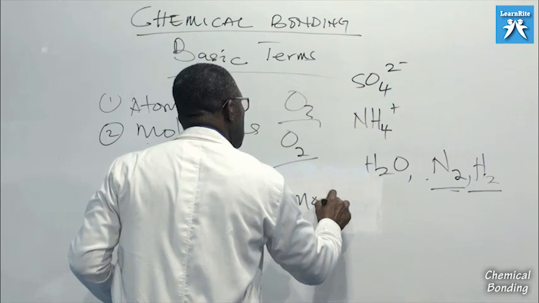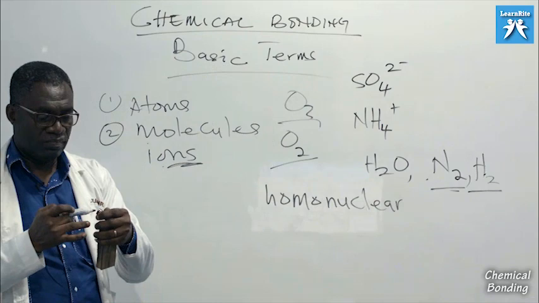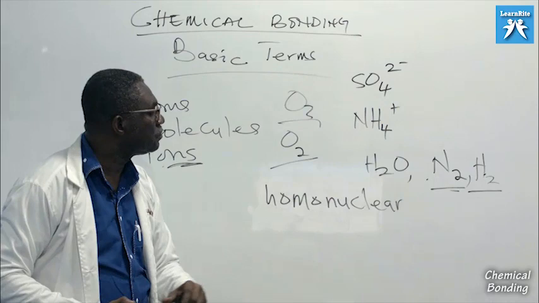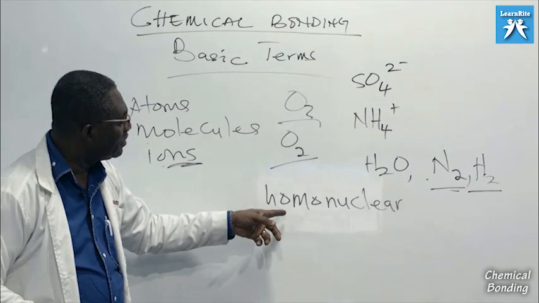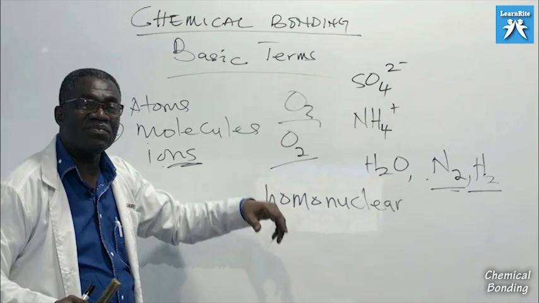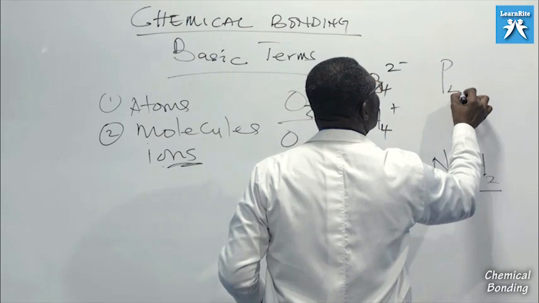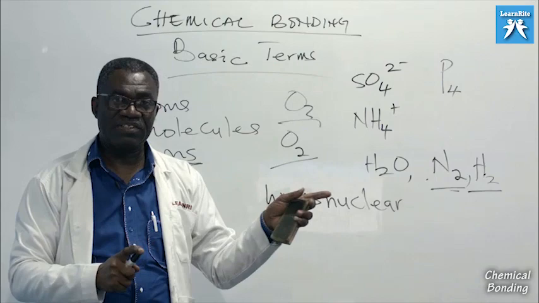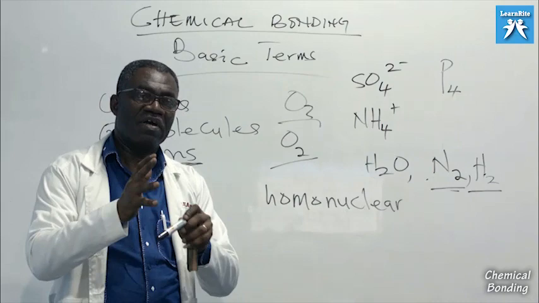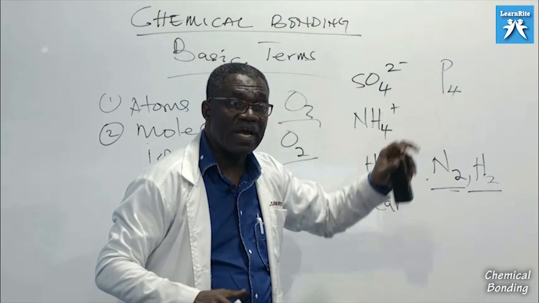Homonuclear. Homo means same, the same types of nuclei of atoms coming together. Homonuclear molecules. The word homo simply means the same types of atoms. It could be two of the same type of atom, could be three, could be four. Remember, in one of our videos, we solved a problem where we talked about phosphorus. That is the actual nature of phosphorus in life. That is how it exists: P4, four atoms of phosphorus coming together to form a bond. So that is also a homonuclear molecule, because this is not an atom. It is a molecule.